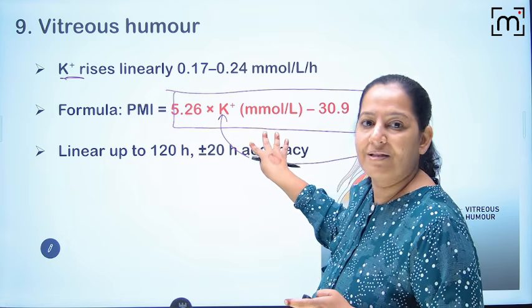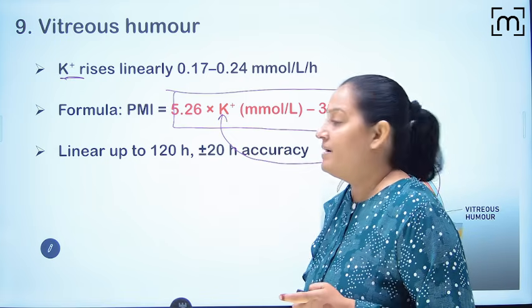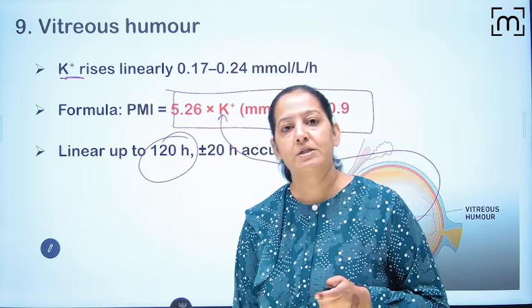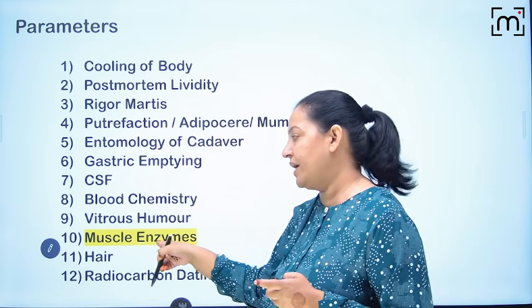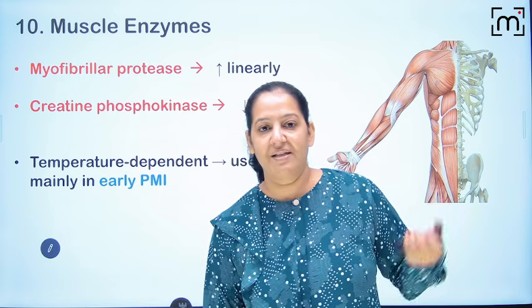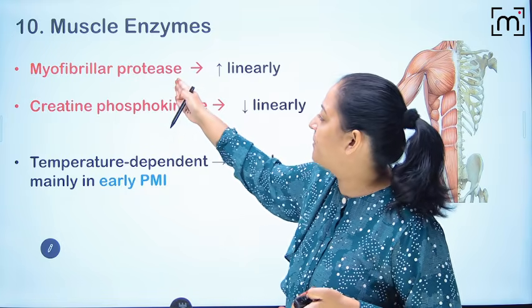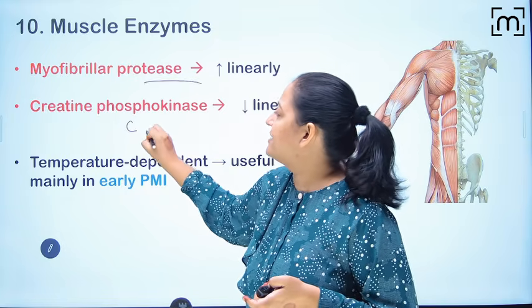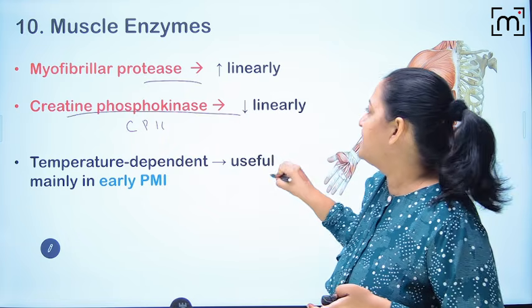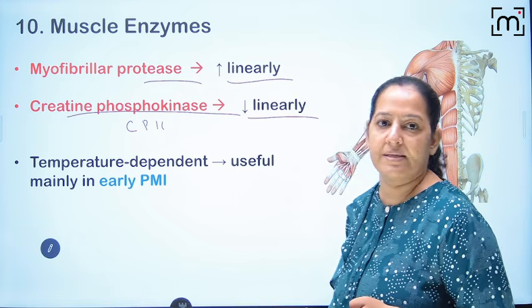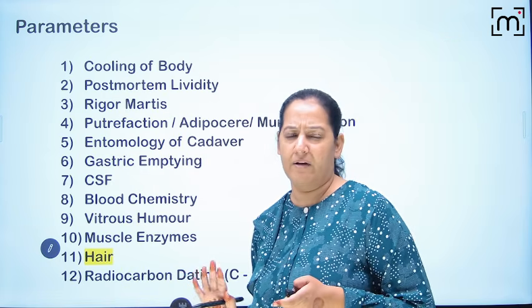So if you want to learn this formula, you can learn. It is applicable up to 120 hours of death. In vitreous humor we can test potassium. We can test the muscle enzymes, although not important. We will test myofibril protease and CPK. CPK you can learn, the important one. CPK decreases linearly and protease increases linearly. You don't have to learn the formula.